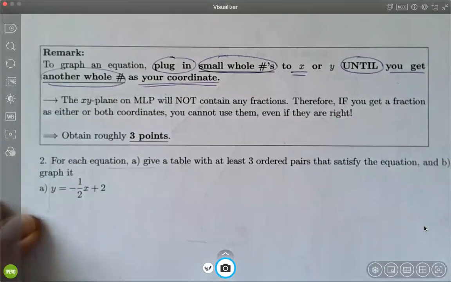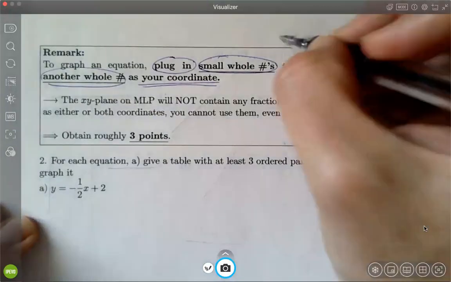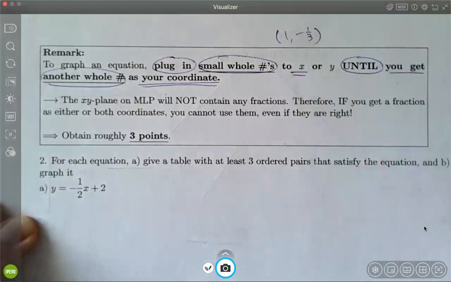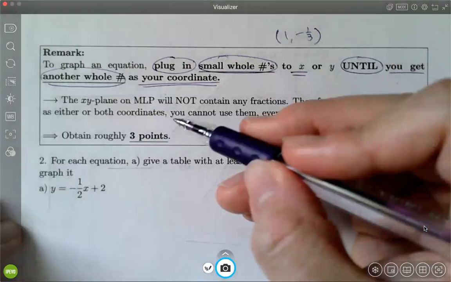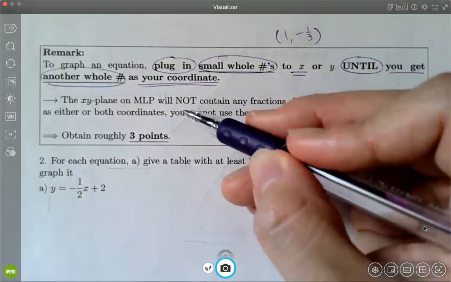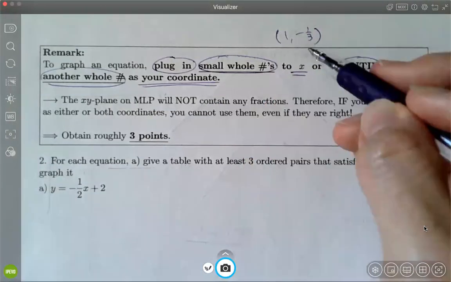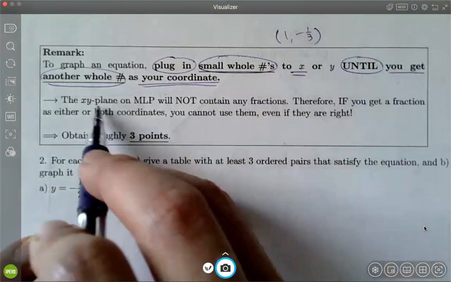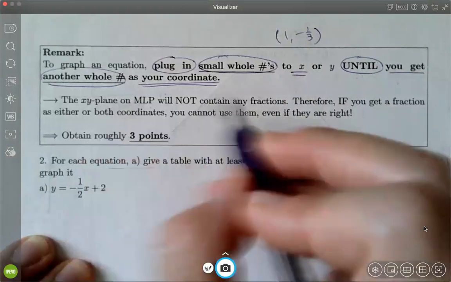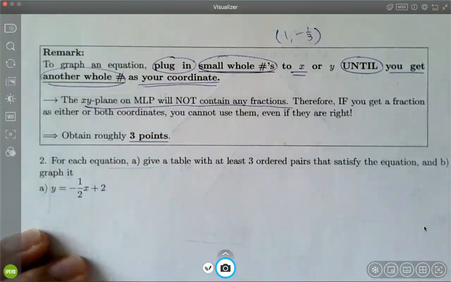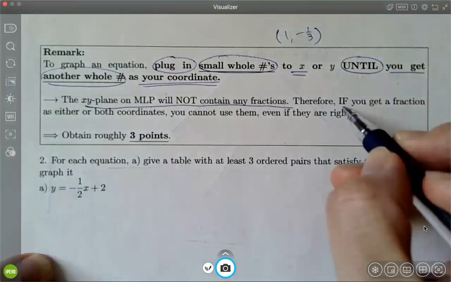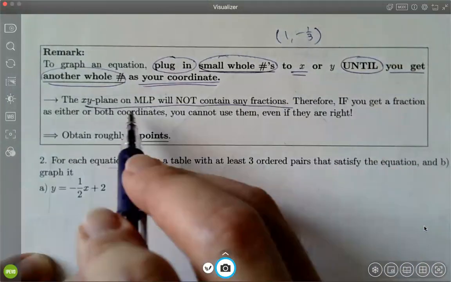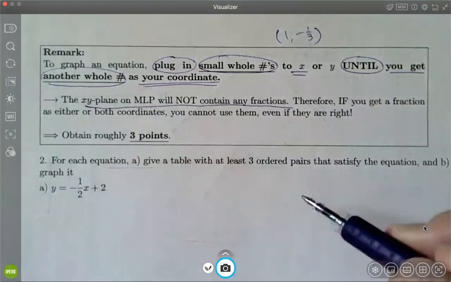Now, what does that mean? For example, this is an okay point, this is fine. However, it's not okay for MyLabs Plus. And for those who have used it before, you already know why this is not okay for MyLabs Plus: because the XY plane on MyLabs Plus does not contain any fractions. I don't know why, but it is designed that way. So just in case you get a fraction for either or both coordinates, you cannot use them even if they are right. That's just a characteristic of MLP.